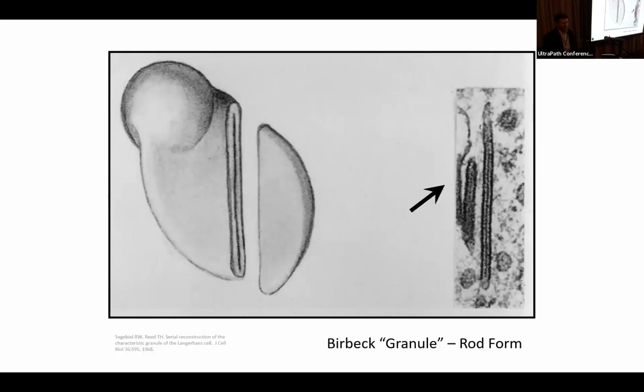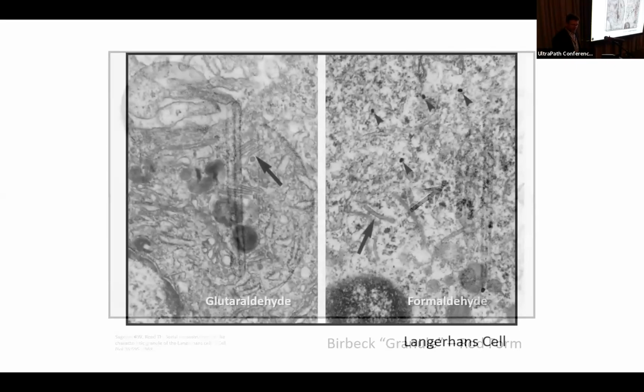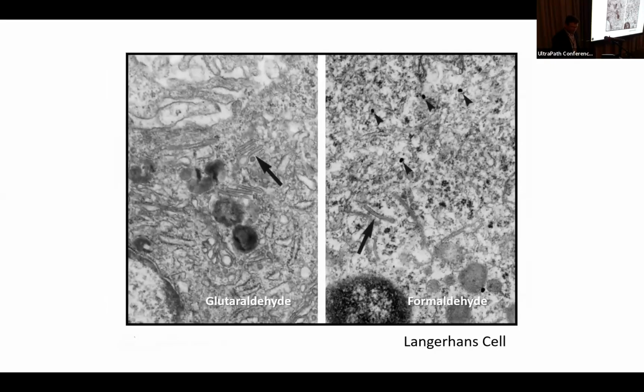And then there is a second structure. These rod-shaped structures were also identified, but really these are just different planes of section through the same exact structure. So keeping in mind, the orientation is important.